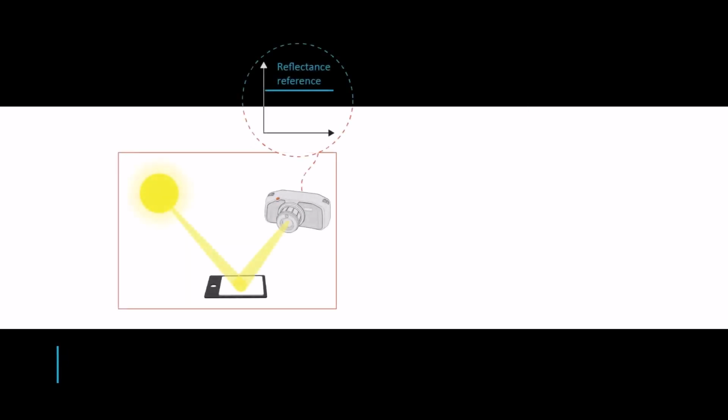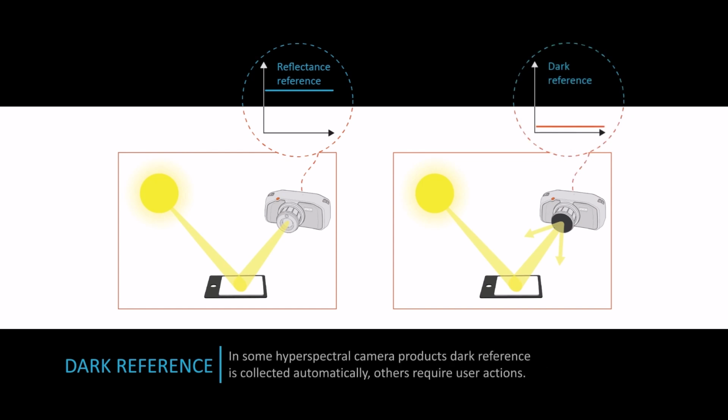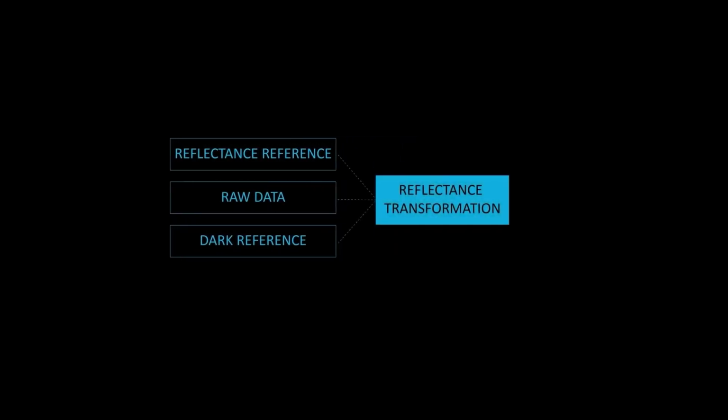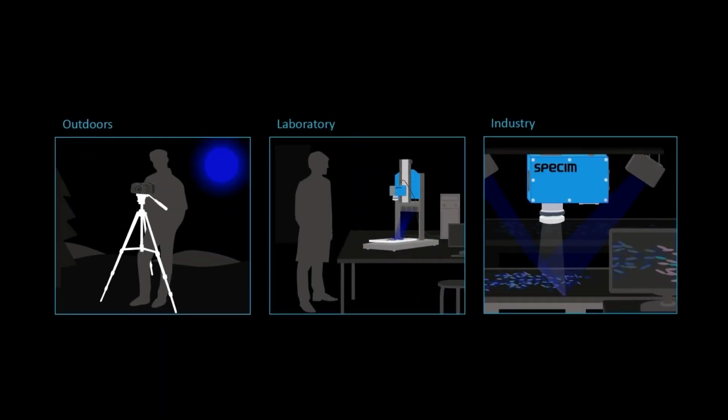In addition to the reflectance reference, we also take the dark reference into account. It collects the effect of the camera sensor variations over time. In some hyperspectral camera products, dark reference is collected automatically, others require user actions. In the end, we will get the reflection spectra from the target by collecting data with references with a calculation procedure called reflectance transformation. This calculation makes the data recorded in different environments comparable.